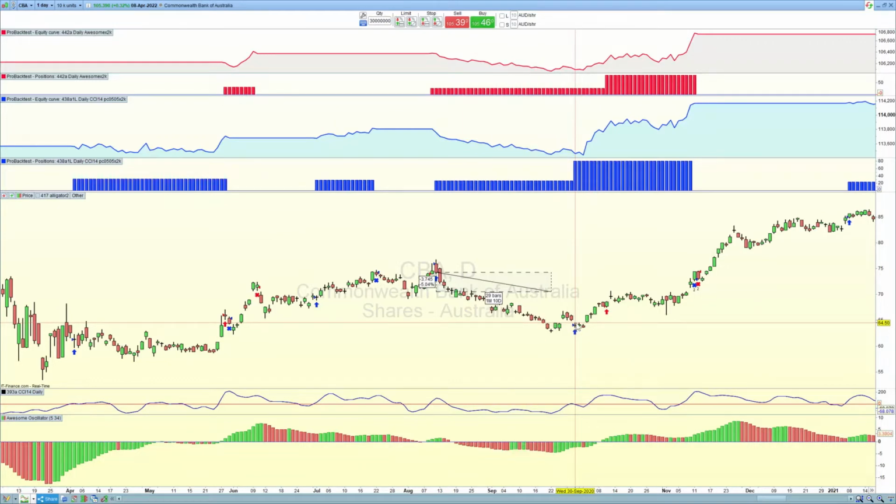So two criteria. The CCI needs to break above the zero line. It needs to be below the 5% decline in share price, which it met. So we entered another lot of shares there. We'll just continue with the CCI14 example.